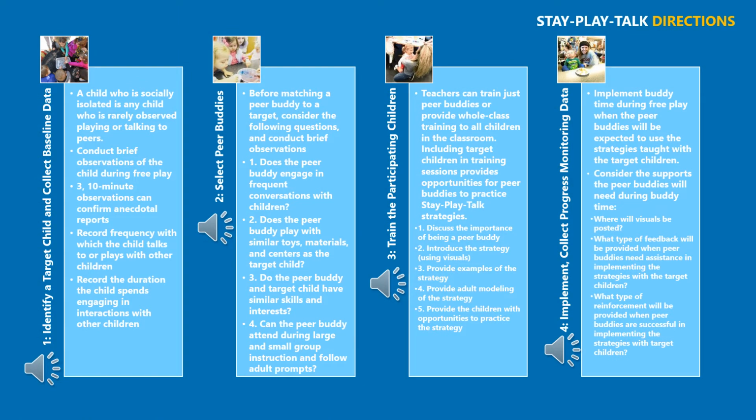The first item is targeting and collecting a baseline. So I work in a child development lab where I have a 1-to-1 ratio. I have a teacher for every student. So this is practical for me.